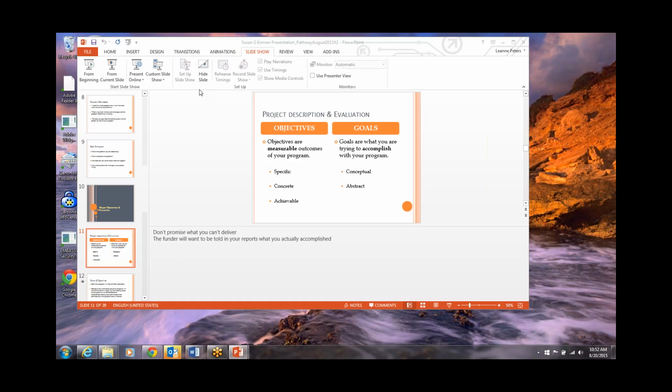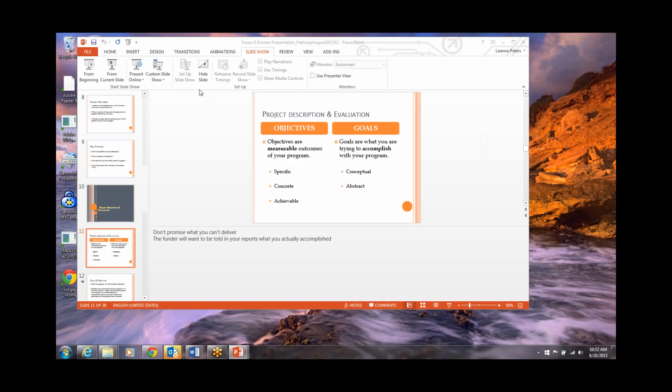Your objectives are measurable, and they're the outcomes of your program. So that's a good way to think about it. They're specific, they're concrete, they're achievable, and your goals are kind of what you're going to accomplish. We can go back to that sheet I gave you. We're going to improve reading scores with elementary school students. Okay, what are we measuring though?